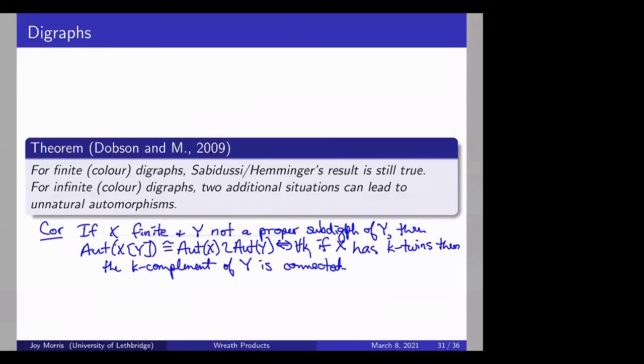We can replace X finite, which really isn't necessary, but the conditions get a little more complicated with digraphs. So we could say some other things a lot more general than that, but they get a bit complicated. But also, if we are in the context of color graphs, we can replace this with any X. So if X is a graph rather than a digraph, then we can take any X, and as long as Y is not a proper subdigraph of itself, then we get this condition.